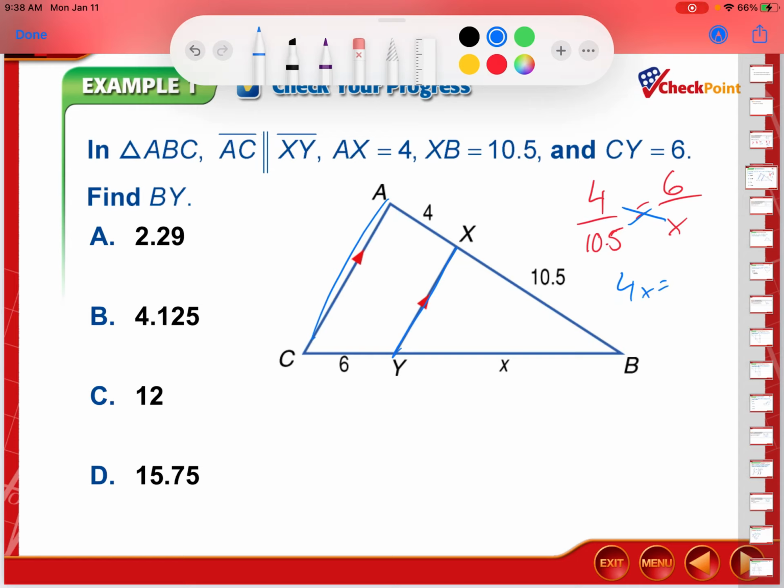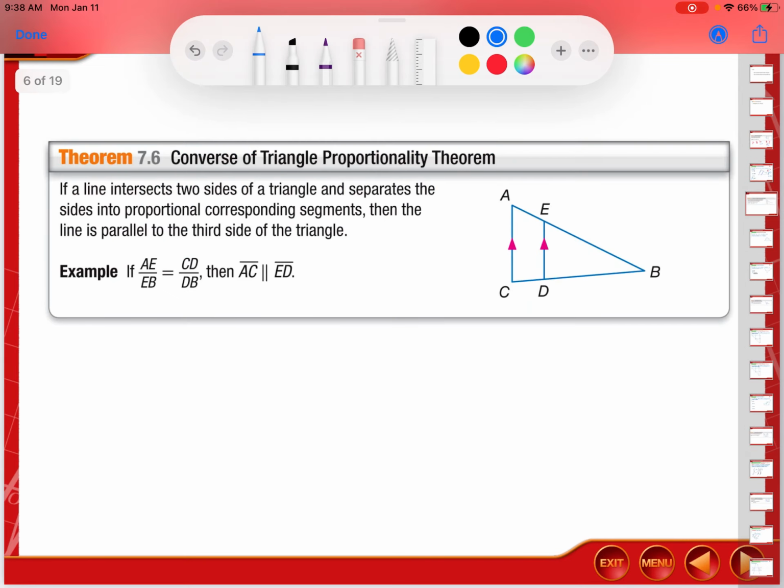So we cross multiply, we get 4x equals 6 times 10.5, which I believe would be 63. Yep, 63. Then we divide by 4 on both sides to keep the equation balanced and happy, and we get x equals 15.75. Delightful.